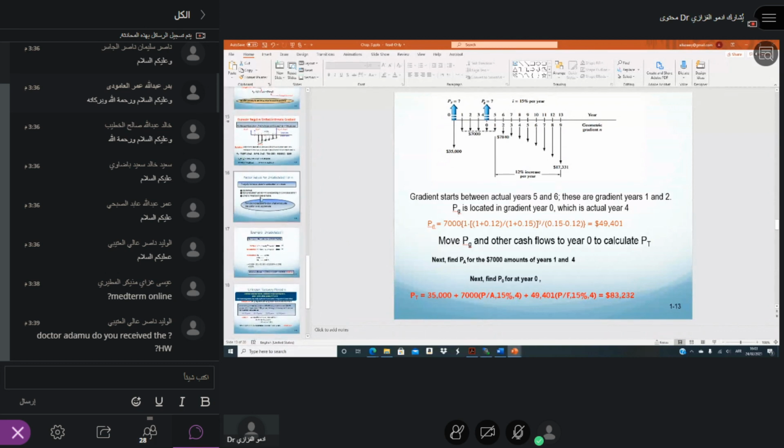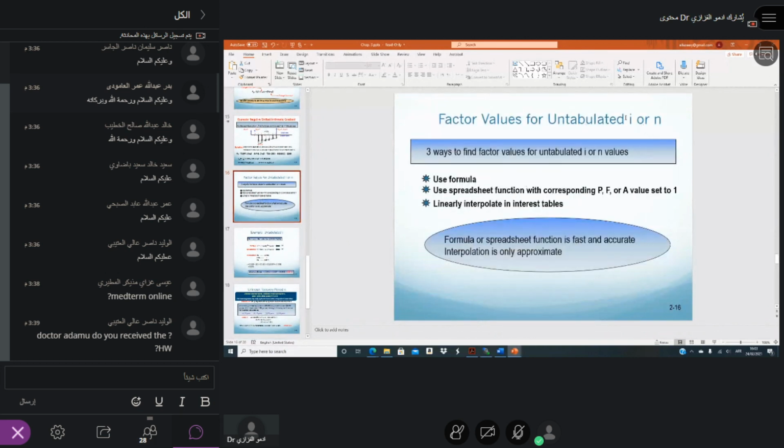So this is what we are trying to tell you. If this i or n is not given in the table, then how will you calculate the values that you are asked to find, whether it is P or F or A? There are 3 ways to find factor values for untabulated i or n. You either use a formula, you use a spreadsheet, or you go to the table and you do interpolation.